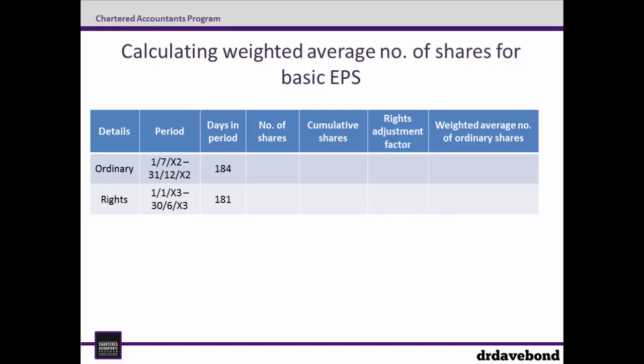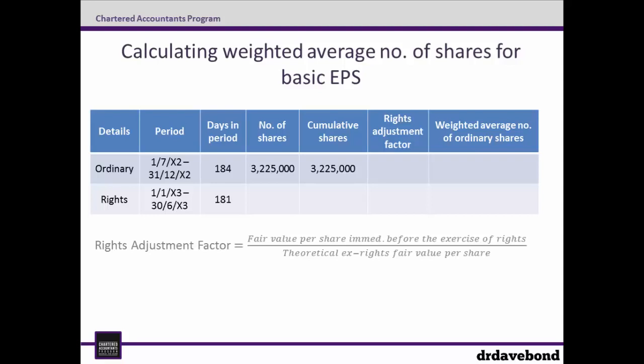We then add in the number of shares for that set, in this case 3,225,000, and add this to the cumulative column amount, in this case it'll be 3,225,000. We then need to add in the rights adjustment factor. Now, if you're not familiar with calculating the bonus adjustment factor, which you do with the bonus issue, don't worry about it, because this is very different.